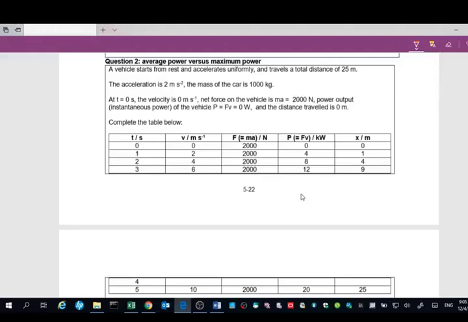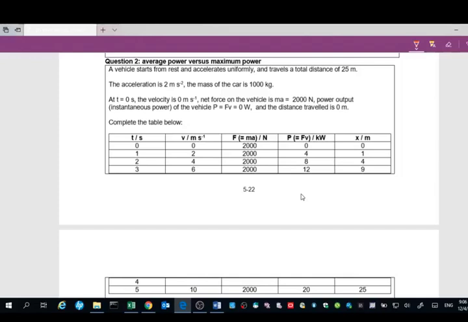Okay, this is question two, you're given a table of values here. This vehicle starts from rest and accelerates uniformly, and travels a total distance of 25 meters. So at t equals 0, the initial velocity is 0, the power is 0, everything is 0 except the force applied is 2000 Newton, because you actually want to produce an acceleration.